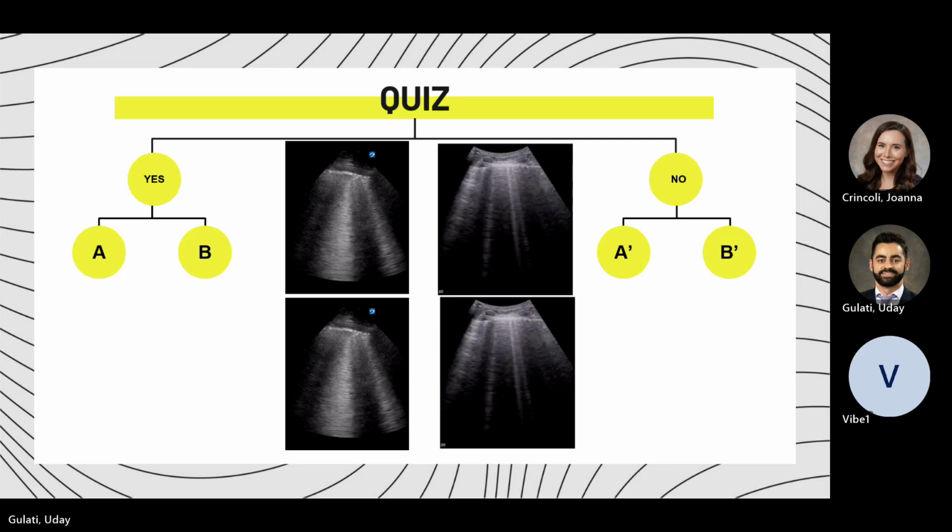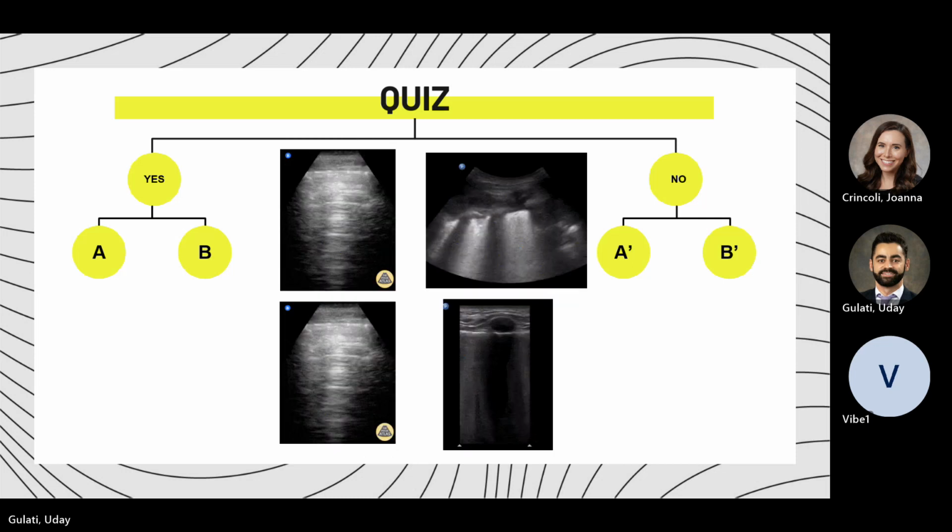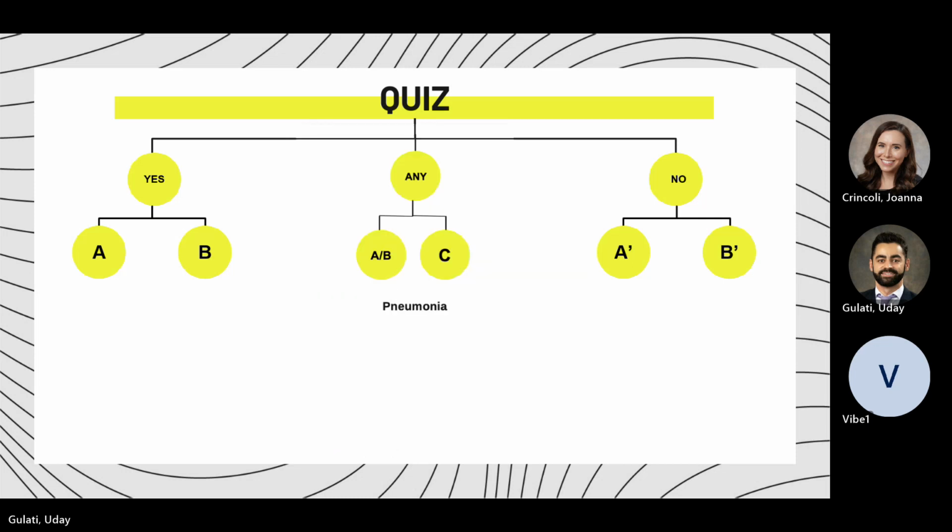Yeah. Pulmonary edema. I think my suspicion of pulmonary edema is pretty high because I have lung sliding, and I have homogeneous B lines everywhere in all 4 quadrants. So likely pulmonary edema, correct?